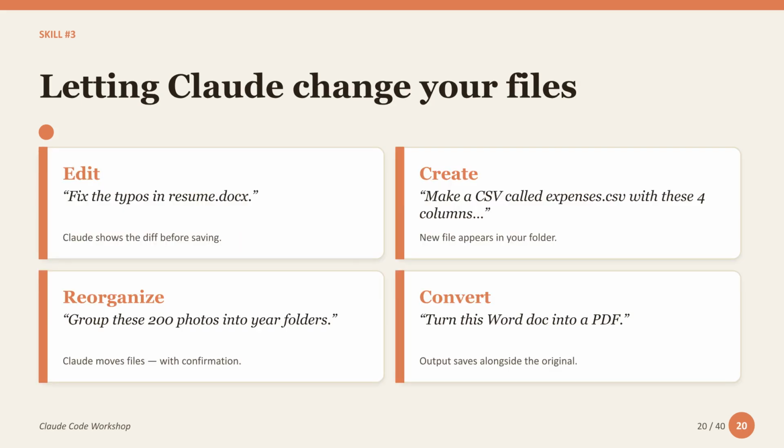Skill 3 is letting Claude change your files. This includes 4 actions. Edit, like fixing typos. Create, such as making a new CSV. Reorganize, like grouping photos. And convert, transforming a Word doc to a PDF. All 4 trigger a permission prompt before execution.